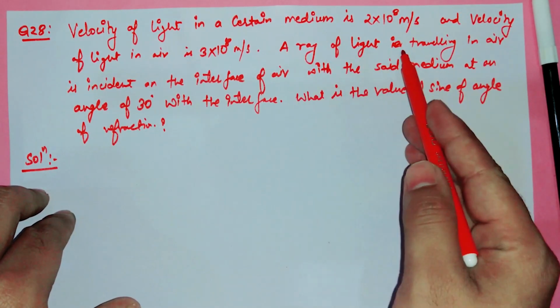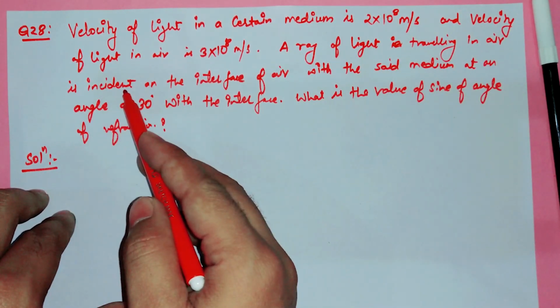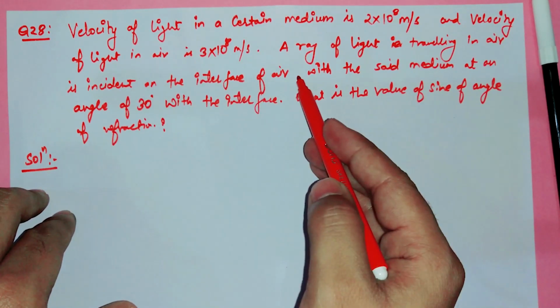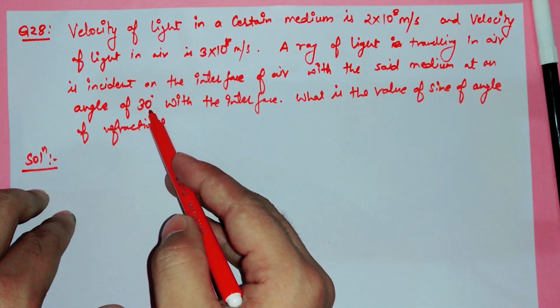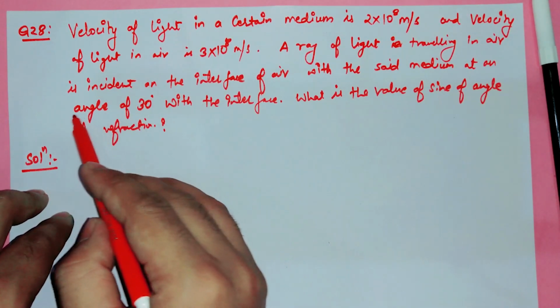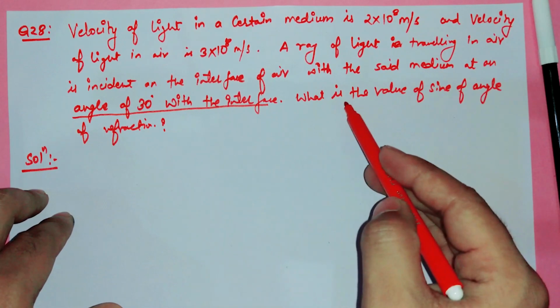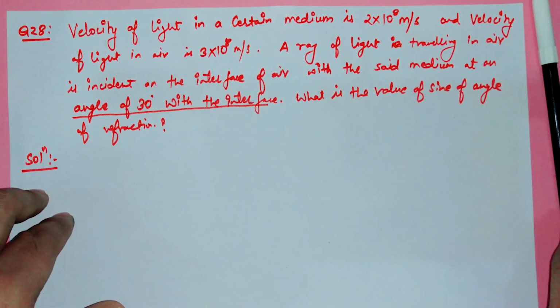A ray of light traveling in air is incident on the interface of the air with the said medium at an angle of 30 degree with the interface. So the angle is 30 degree with the interface. What is the value of sine of the angle of refraction?